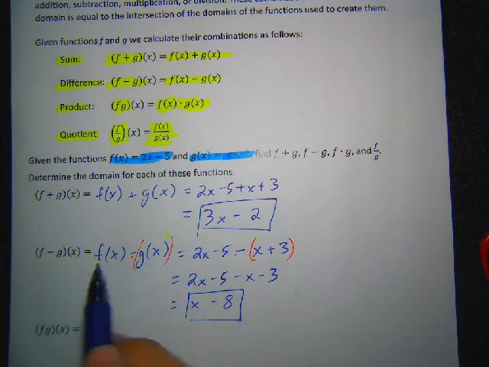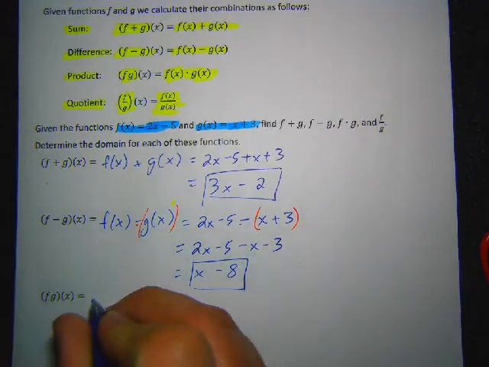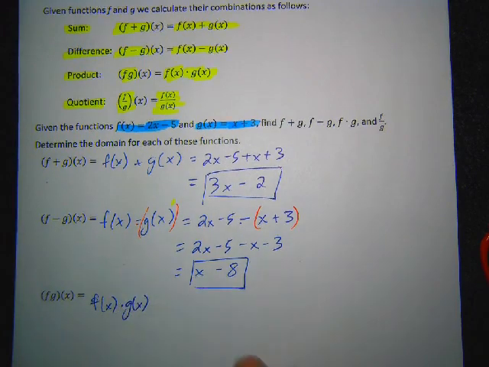Again, this is only f minus g. If you did it backwards, g minus f, you would actually get a different answer. Next one, I want to multiply. So I'm doing f of x times g of x. I'm multiplying these functions.